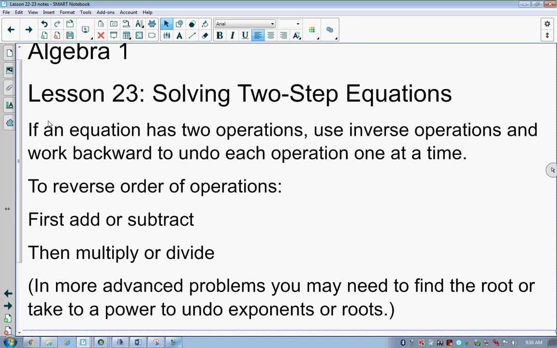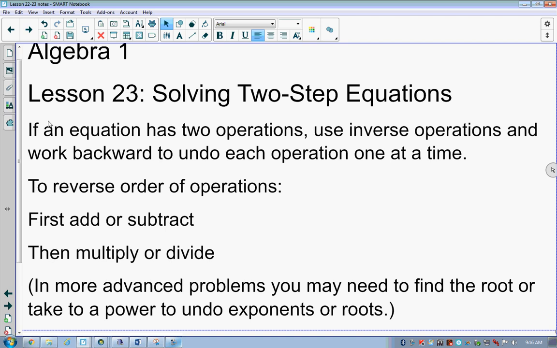So we're going to go ahead and throw in some Lesson 23 stuff, solving two-step equations. If an equation has two operations, maybe we have addition and subtraction, or multiplication and division, or multiplication and subtraction, or any combination of two operations, we're going to use inverse operations and work backwards to undo each operation one at a time. And we use the reverse of the order of operations.